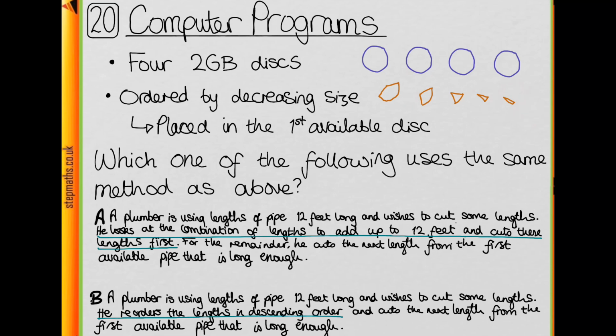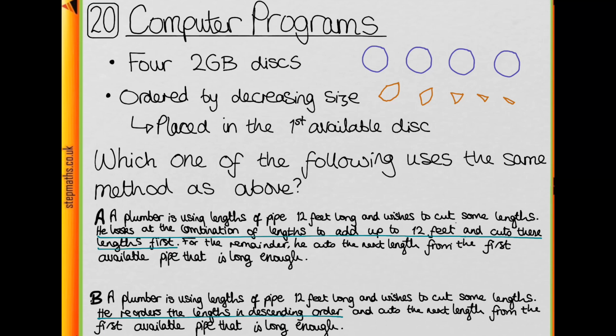So the first statement is that he looks at the combination of lengths that add up to 12 feet and cuts these lengths first. So, for example, if he wants a piece of length 8 and a piece of length 4, he'll cut that together first, and then he might have one of 9 and 3, etc., and then he'll see what's left over. The second one is that he reorders the lengths in descending order, and so basically he's going to cut the biggest piece first and then get smaller and smaller.